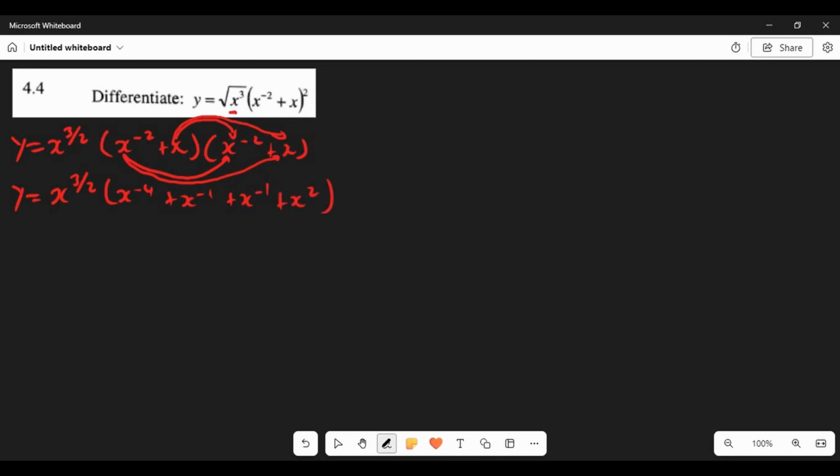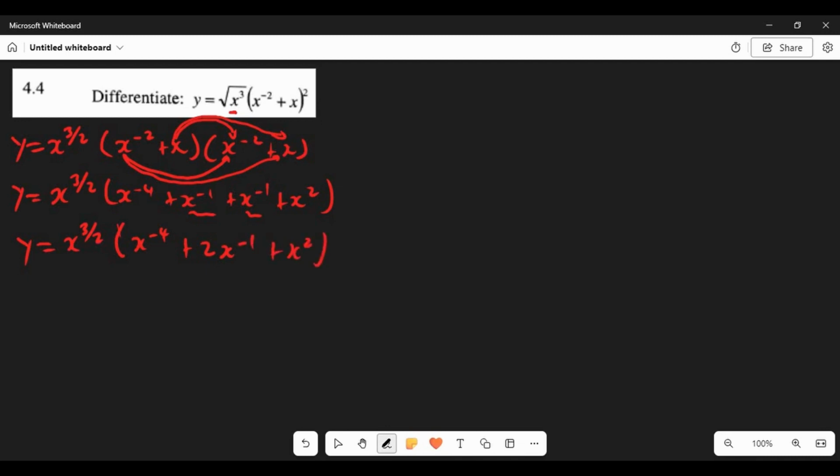Right, so from here guys, we find the like terms. As you can see inside the bracket, we have 2 x's to the power of negative 1. So this one here is going to be x to the power of 3 over 2. Then we continue with x to the power of negative 4. And then we're going to have 2x to the power of negative 1 plus x to the power of 2.